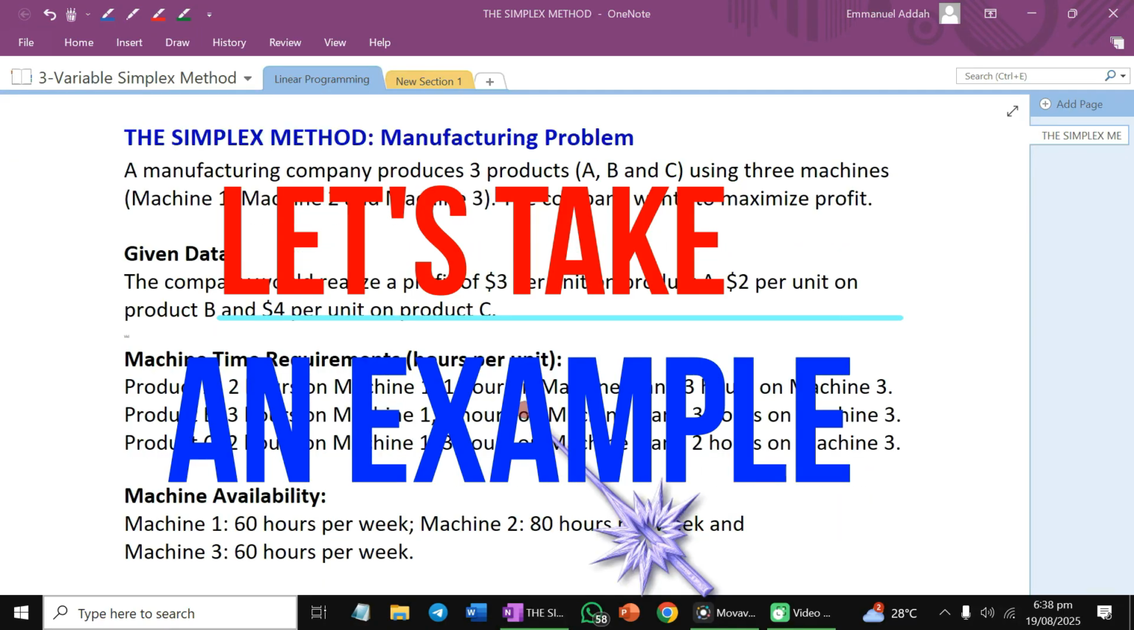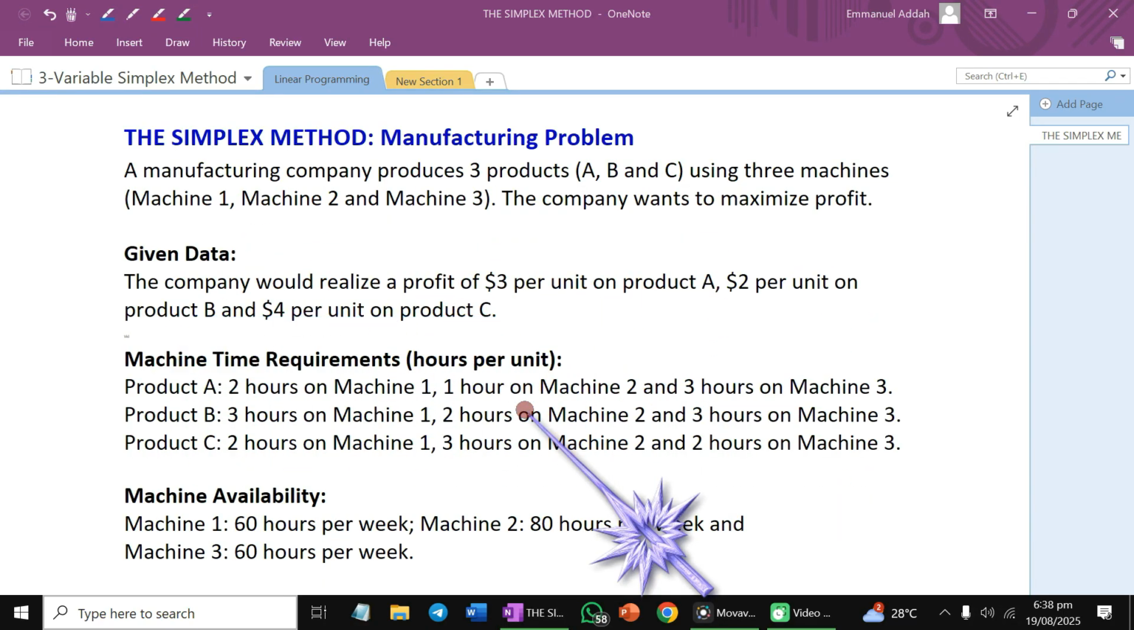Then the next thing we're going to do is take an example. Let's take this example of the simplex method using a manufacturing problem. A manufacturing company produces 3 products, A, B, C, using 3 machines, machine 1, machine 2, and machine 3.